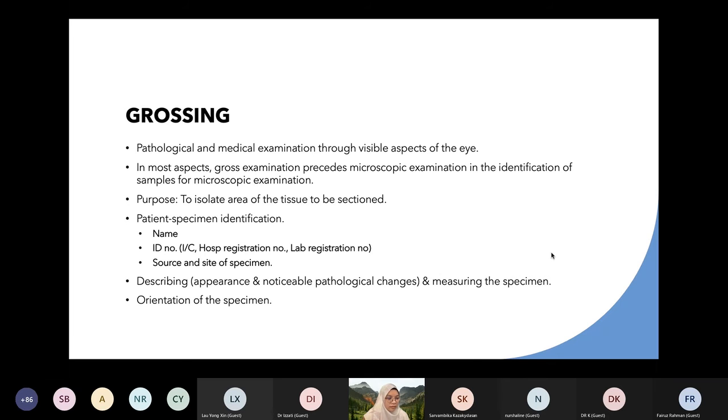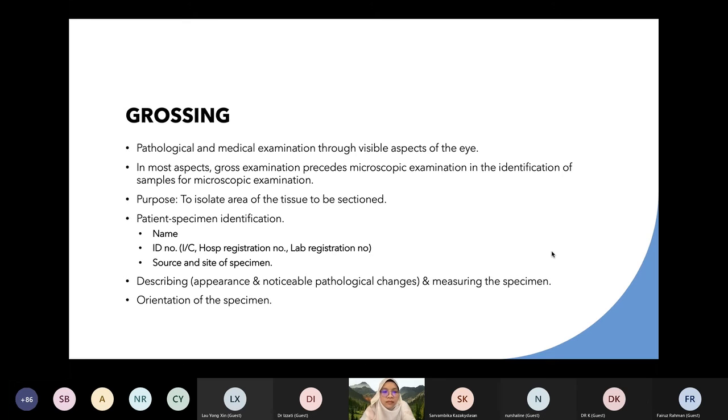So the main purpose of grossing is to isolate, or to choose, the area of the tissue that needs microscopic examination. Usually for a small specimen, we will submit all the tissue given. However, for a large specimen, like a surgical resection specimen, we will have to carefully choose the area that is important.